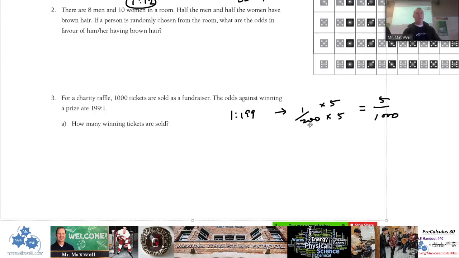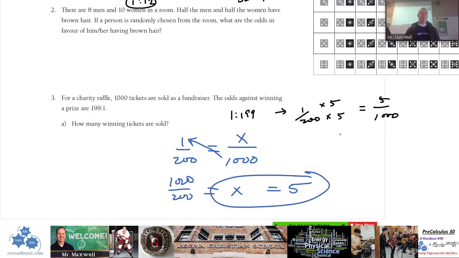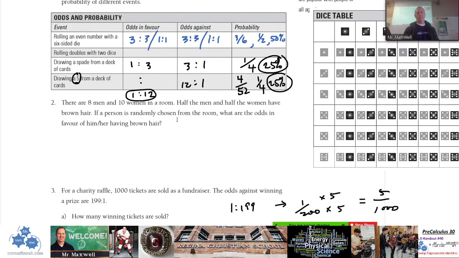And if there are 1,000 tickets, this is the way I did it. I understood that 200 times 5 gets me 1,000. So 1 times 5 would be 5. Or you could write it like this. If there are 1 out of 200 that win, then that has to equal how many out of 1,000? And of course, you just cross multiply, and we have 1,000 divided by 200, which equals 5. However you want to do that. So odds versus probability, a huge thing in this chapter. I hope you understand that now. Any questions?